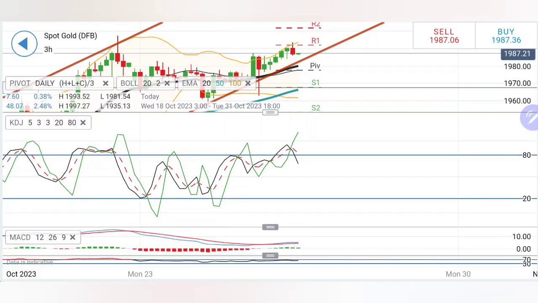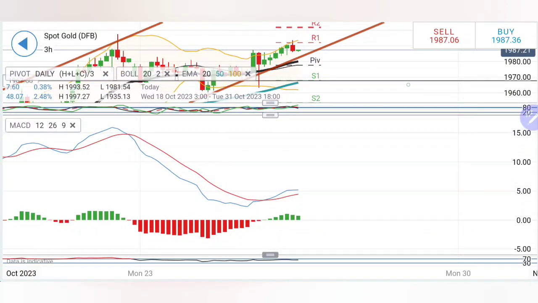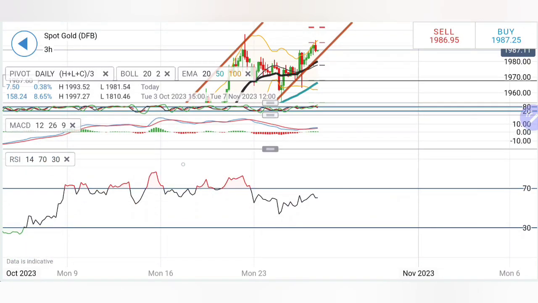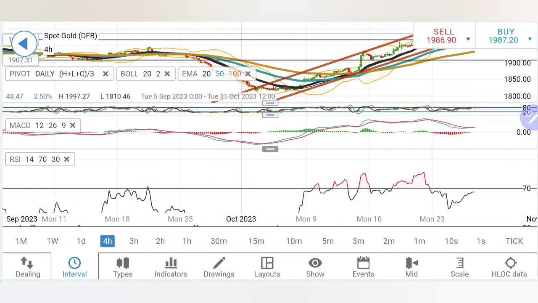The stochastic is coming out of the overbought zone, looking downwards, trying to stay bearish. The MACD is in green, but it is not trading with divergence. It is not showing many signs of bullishness here. RSI is staying flat. Coming to 4-hour charts.